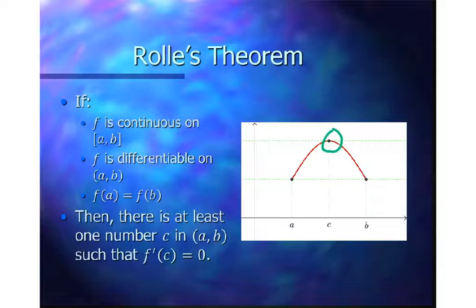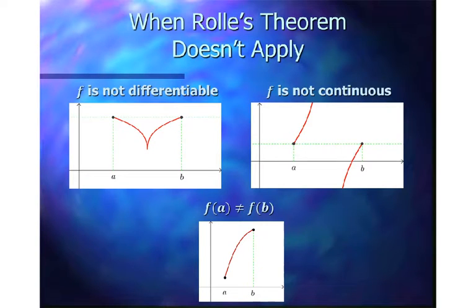Now, there are obviously cases where Rolle's theorem will not apply because the three conditions are not met. So let's look at some of those. If we look at the picture on the top left in this slide, we'll see that that function has a point where the function is not differentiable. It has a cusp on the graph, and since the cusp is there, the function is not differentiable, and we're not guaranteed any point where the derivative is equal to 0.